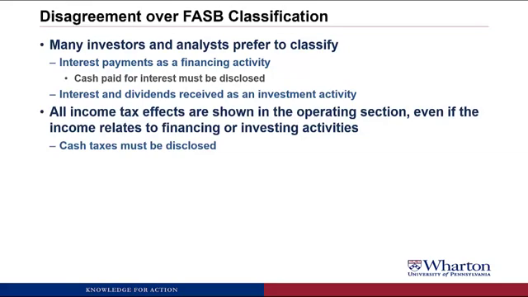So if there's an income tax effect from getting, say, a gain on selling property, plant, and equipment, which would be an investing activity, the tax effects show up as operating. So the FASB requires that all cash taxes paid must be disclosed. Again, if you don't think that cash taxes should be part of operating, you can take them all out in your calculation.